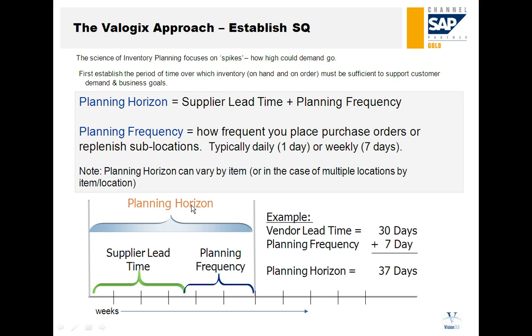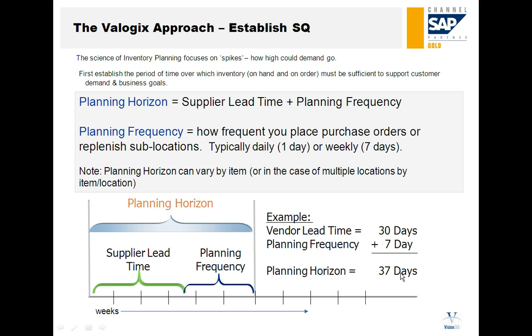The planning horizon. What is the planning horizon? That's a fancy way of saying, what's the longest amount of time that can go by where I need to evaluate an item at a location? Let's say my vendor's lead time is 30 days. So I get this item domestically. It takes 30 days to come in. And we want to plan with this vendor once a week. Okay. Well, 30 plus 7 is 37 days.